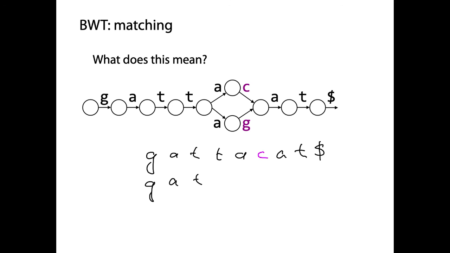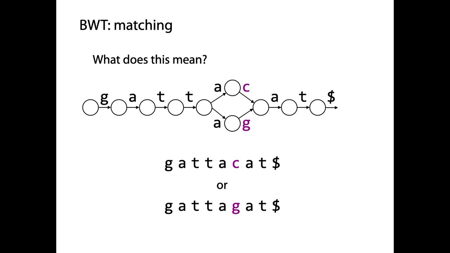Now let me do the bottom. G, A, T, T, A. Now G, there's a difference there. A, T, dollar. Okay, so why did I use purple? I used purple because that's the position where there's a difference between the two strings.